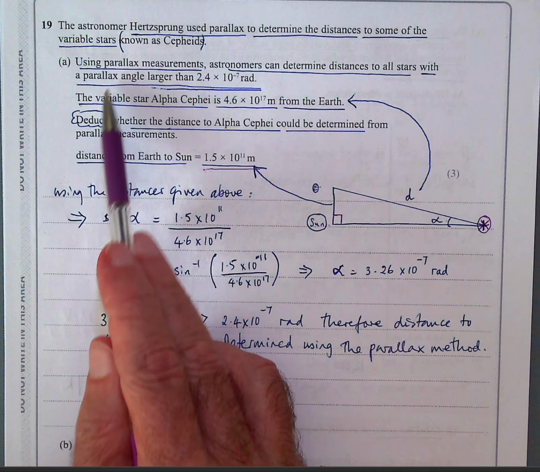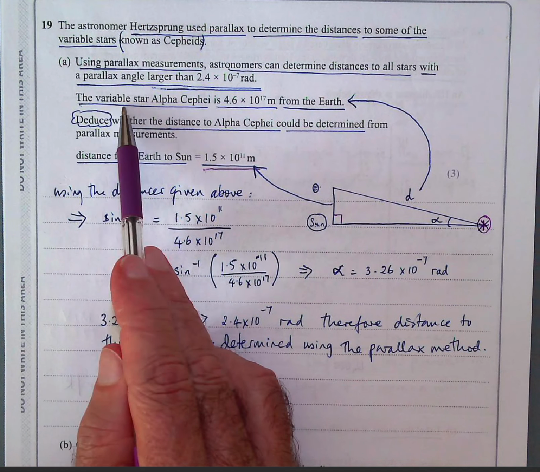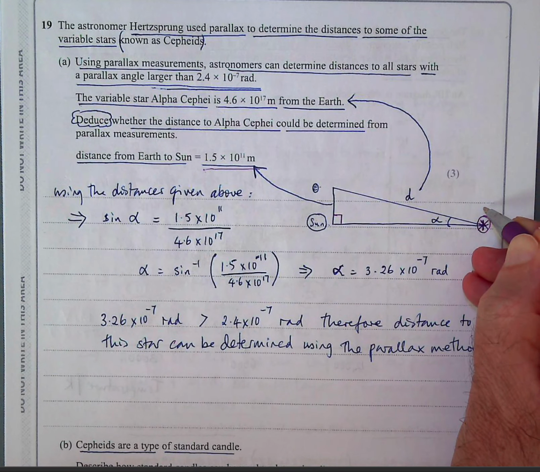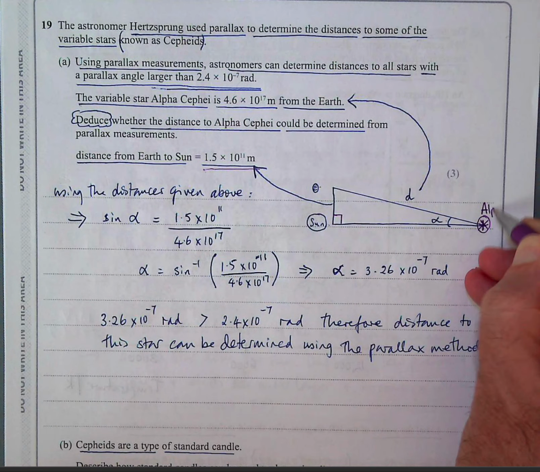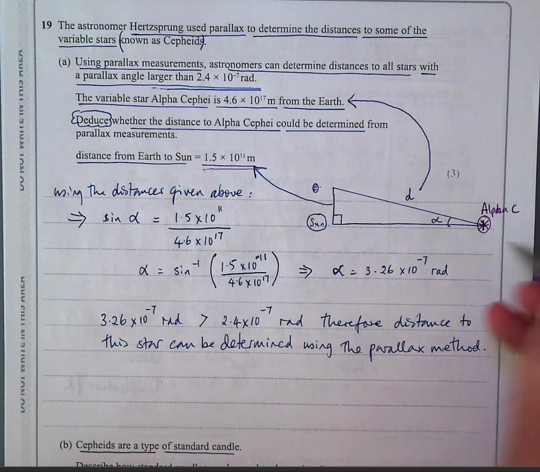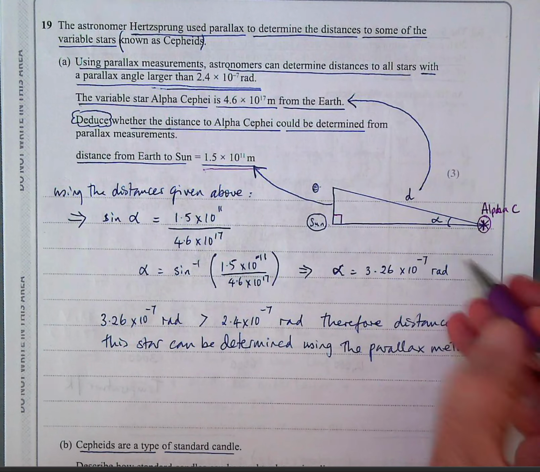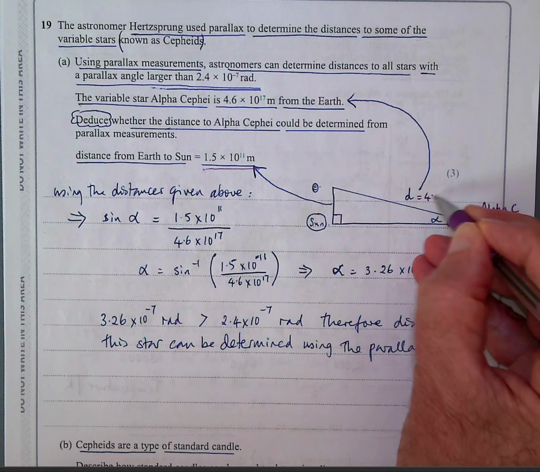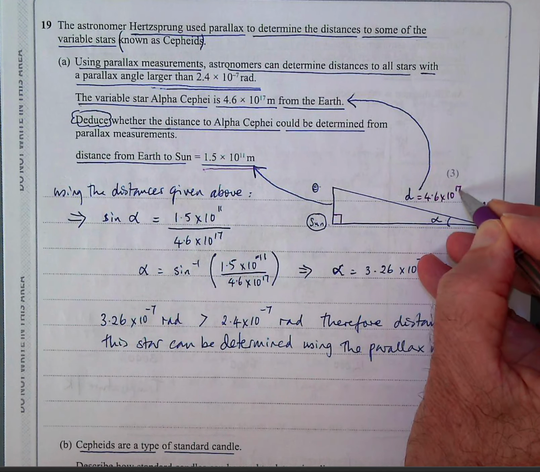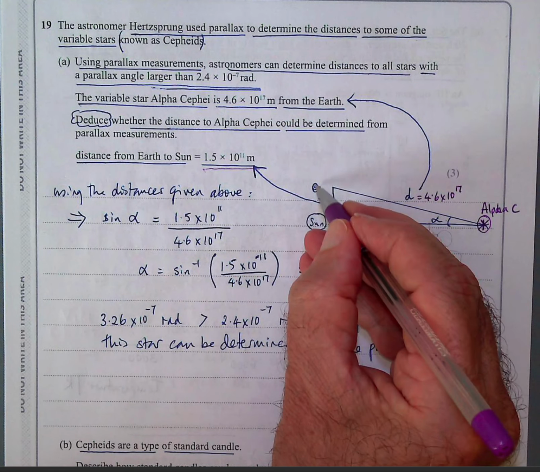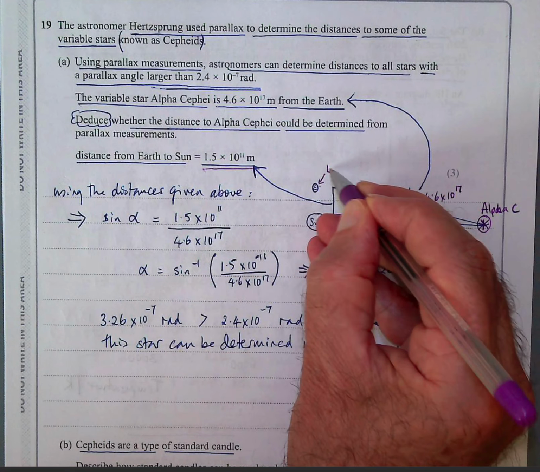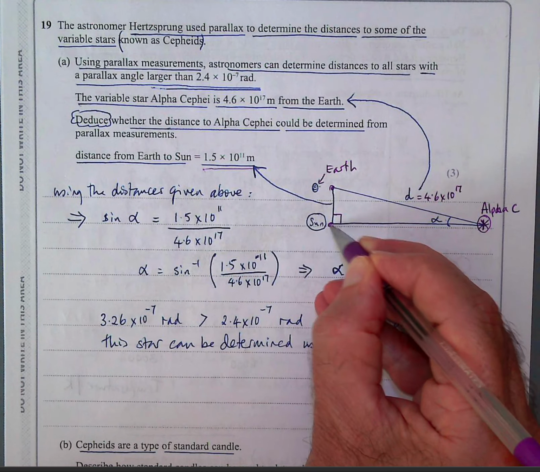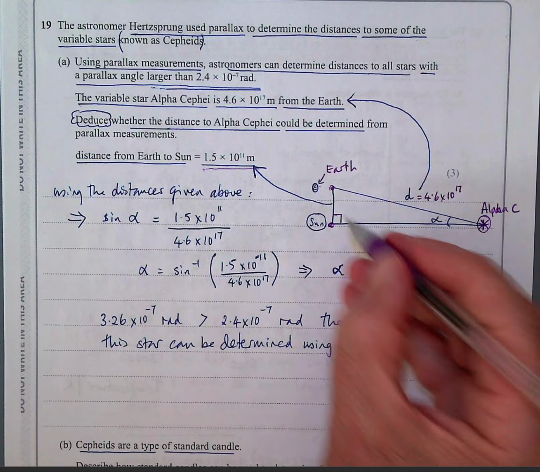So we've got to do what it's asking. The variable star, it says Alpha Cephei, is 4.6 times 10 to the 17 meters from Earth. So this is Earth, that's meant to say E, at this angle. So actually Earth will be there and the sun will be here.